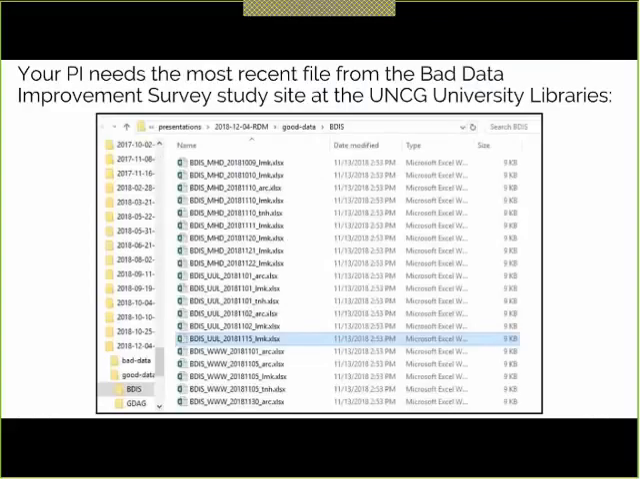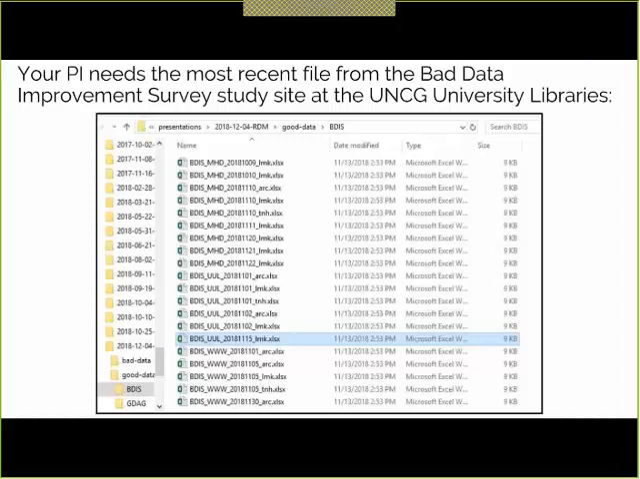So if my PI needs the most recent file from the Bad Data Improvement Survey study site at the UNCG University Libraries, I can find that code for this project, and then for that location, and then the dates are kept in order, and I can see that that most recent one is 2018, November 15th. So this might not be a perfect match for the sort of thing that you're doing, but did you have a question?